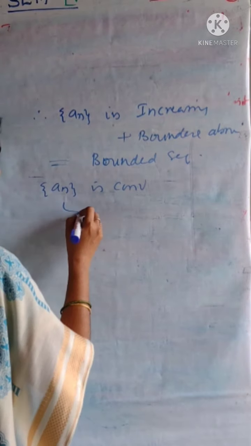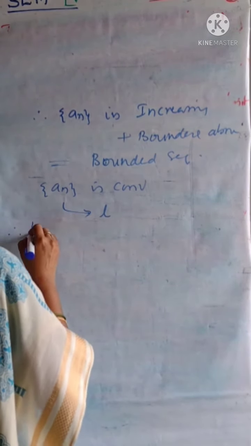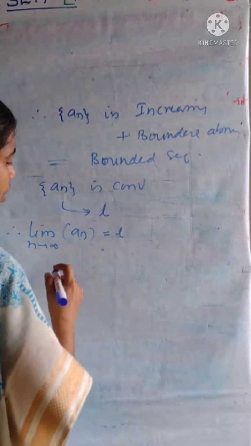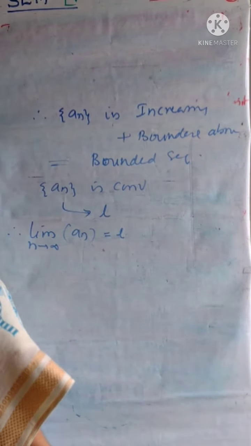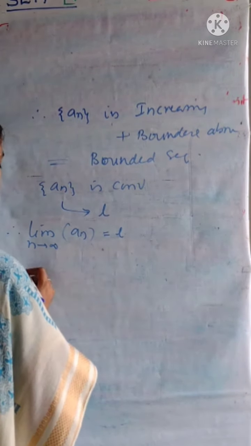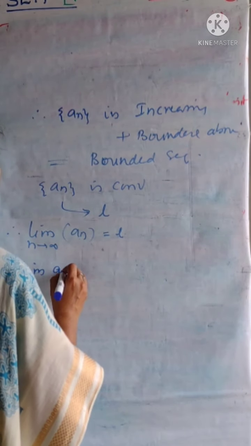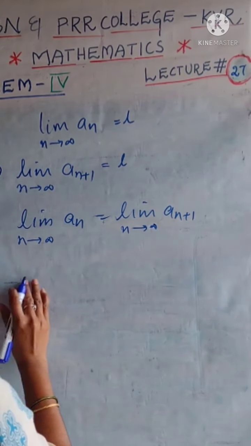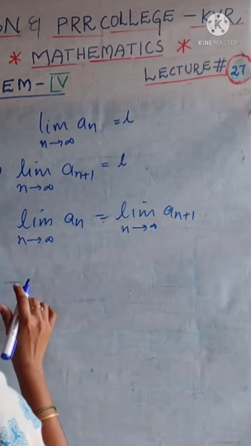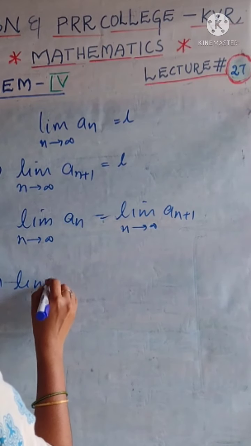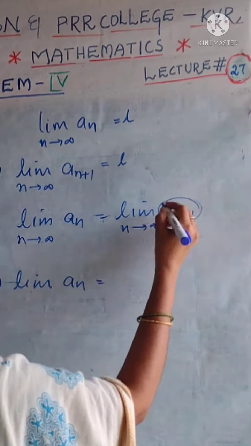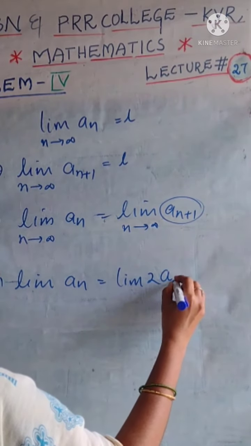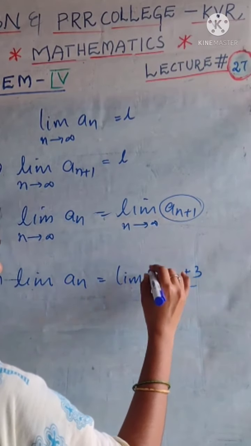Okay. Suppose that this sequence converges to L. Then the limit of the sequence when n tends to infinity is L. Whenever the nth term is tending to L, obviously the next terms also tend to L. That means the limit of an is equal to the limit of a(n+1). The question asks us to find L also. So let us replace the value of a(n+1). What is a(n+1)? It is given as (2an plus 3) by 4.